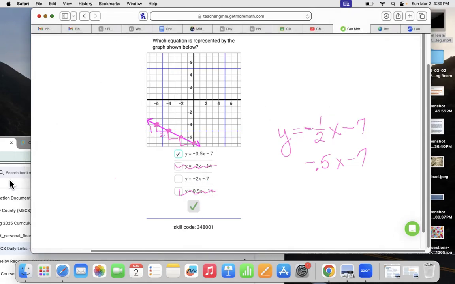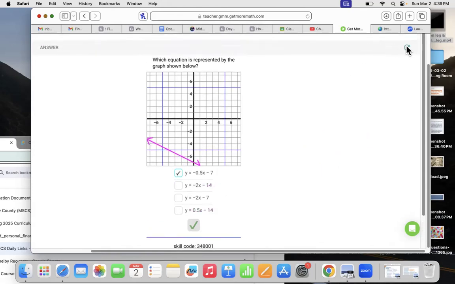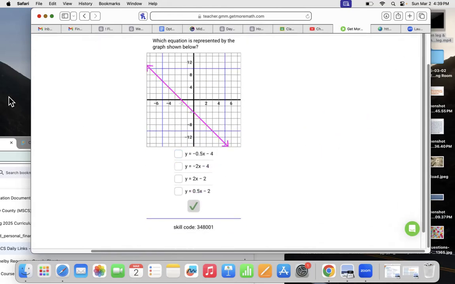Okay. So just be real clear with that. And again, if you want to use those test taking strategies, those are always a good idea. So again, looking at this, we know that that is a negative line because if we trace it from left to right, it's going downward. So if I look at my answer choices, that means C and D are both out.